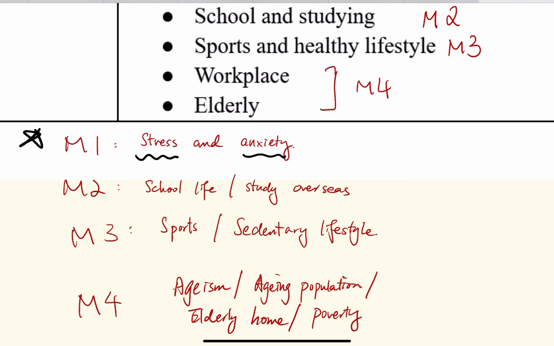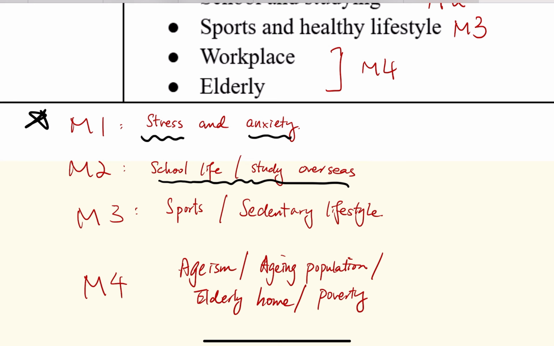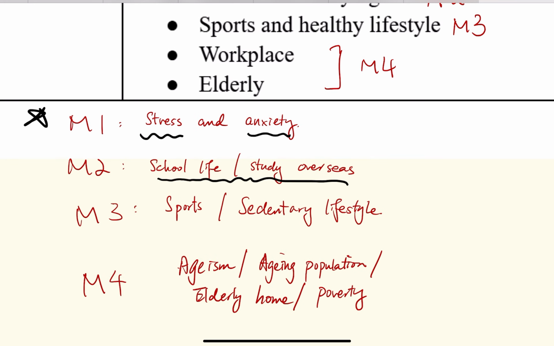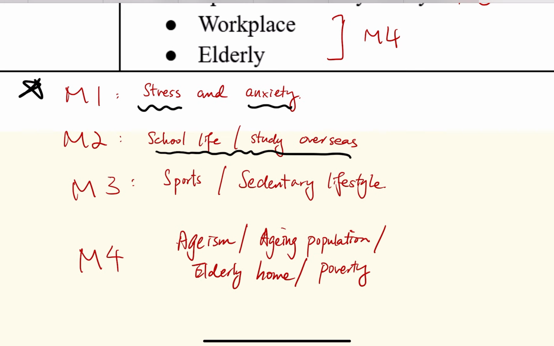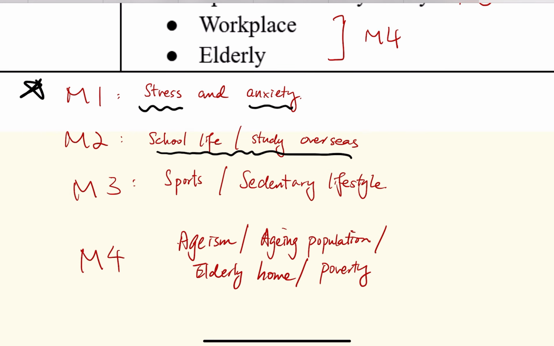Secondly, in Module 2, we've focused on the school life, and we have also learned studying overseas, how there's difference between studying in Hong Kong and studying overseas. Next, in Module 3, we studied sports. We focus on sports in different circumstances and areas like the Olympics. We have also learned the importance of doing sports and also the problems of sedentary lifestyle.